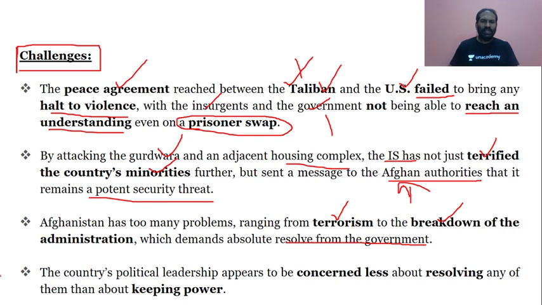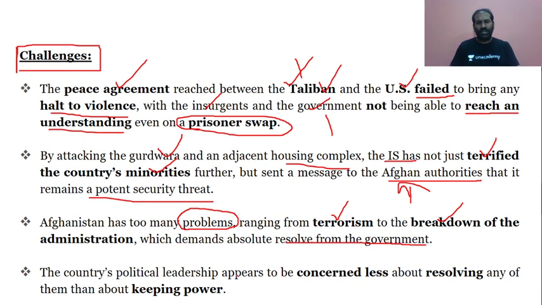So these are the problems Afghanistan is facing, and in the midst of all this, it is the biggest challenge for the Afghan government to provide any kind of security to the citizens of Afghanistan and also to the Afghan minorities.